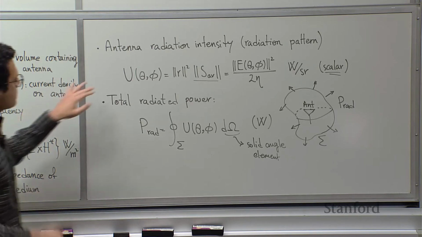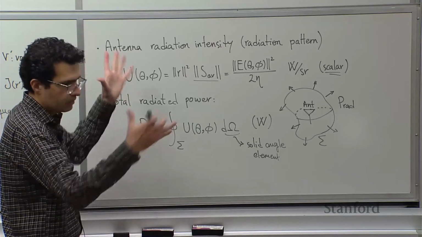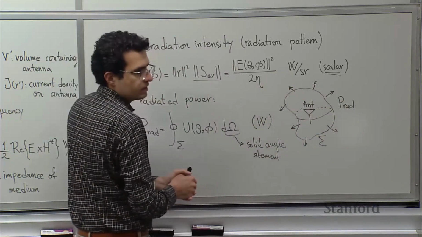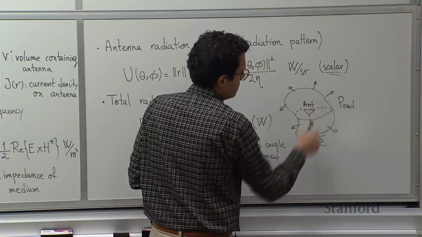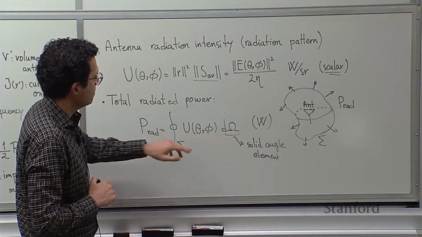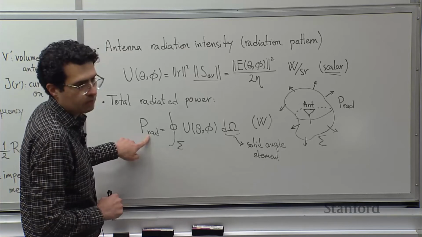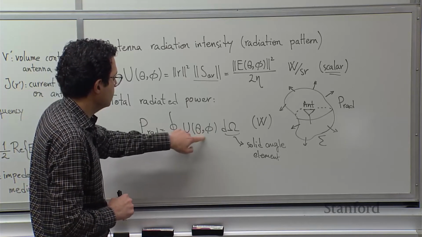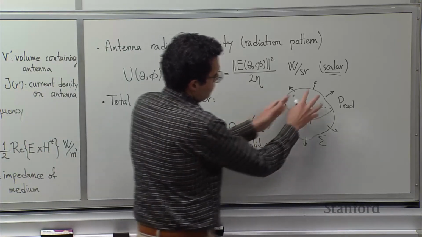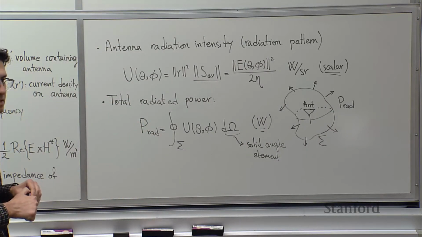So from this, for instance, we can calculate total radiated power. How do we do that? If you want to find the total power that the antenna is radiating, you assume some closed volume around your antenna, a closed surface, call that big sigma, and your antenna is somewhere in there. Then if we integrate the radiation pattern over that entire surface sigma, over solid angles of course, that gives the total power being radiated. In watts, this gives you the total power radiating out of that volume, or surface, sigma.